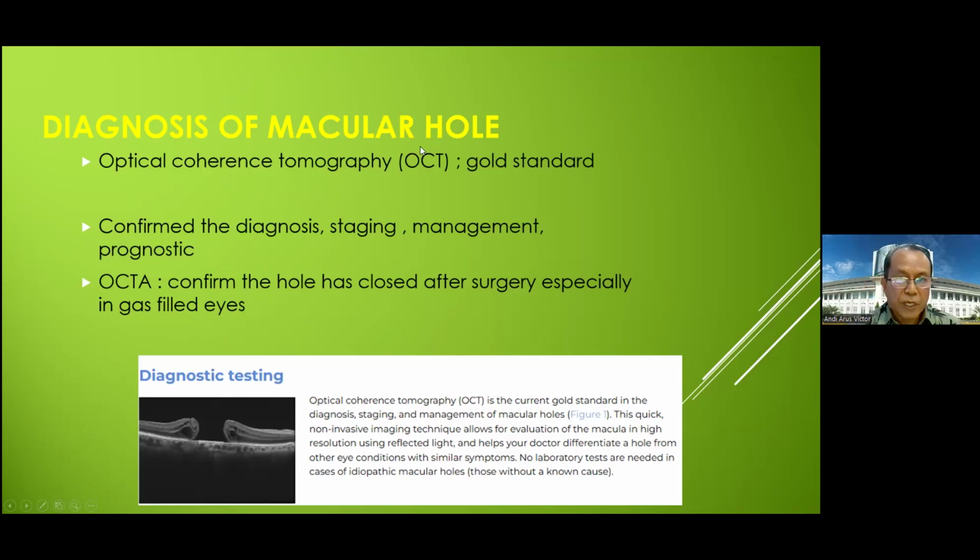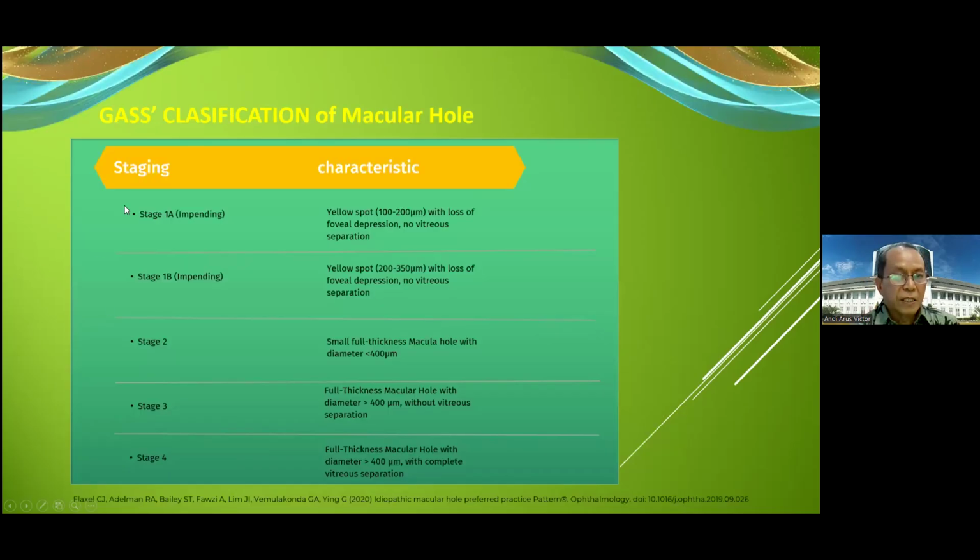For diagnosis of macular hole, we can use biomicroscopy as usual, but optical coherence tomography is known as the gold standard to confirm the anatomical hole, and for staging, management, and prognosis. Also, OCT confirms the hole as closed after surgery, especially in gas-filled eyes. This is the Gass classification of macular hole.